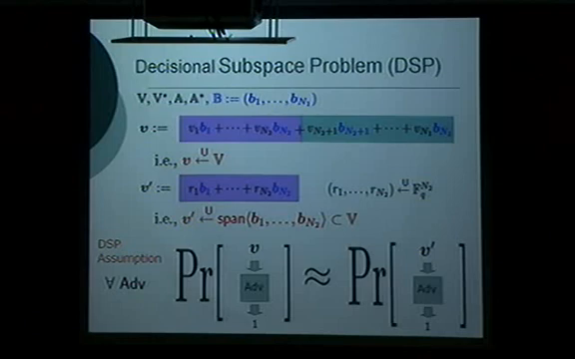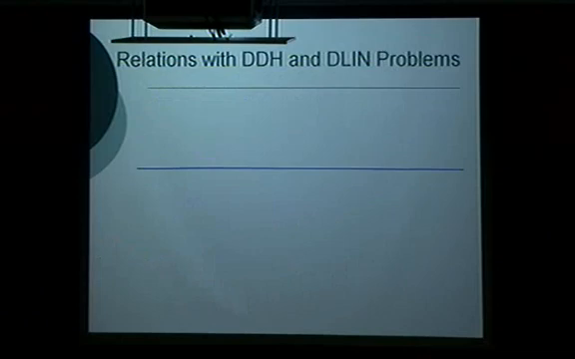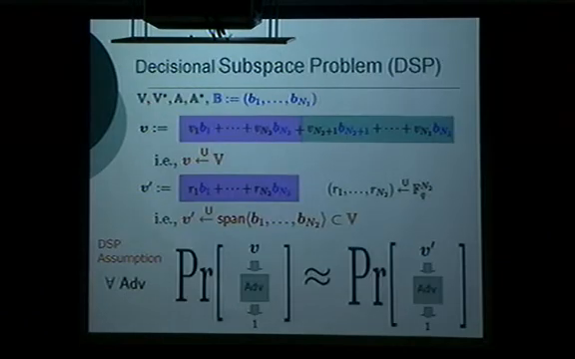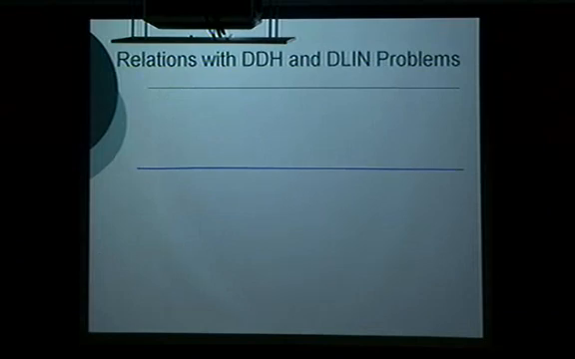This type of assumption is similar to those traditionally employed in cryptography, such as the decisional subgroup assumption and the quadratic residue assumption. Now we observe the relation with the DDH problem and the DLIN problems.